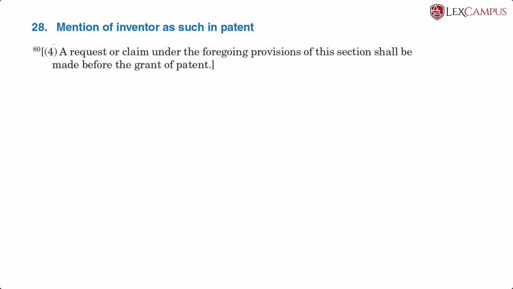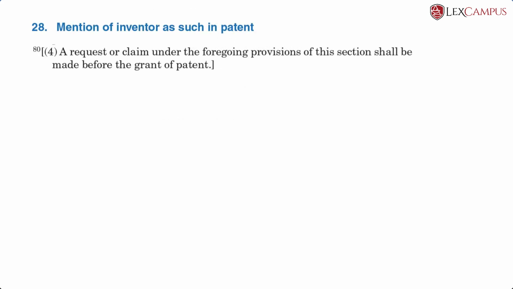4. A request or claim under the foregoing provisions of this section shall be made before the grant of patent. So, form 8 should be filed before the grant of a patent. So, you could have a question, when do you file form 8? A request or claim under the foregoing provisions of this section shall be made before the grant of a patent.